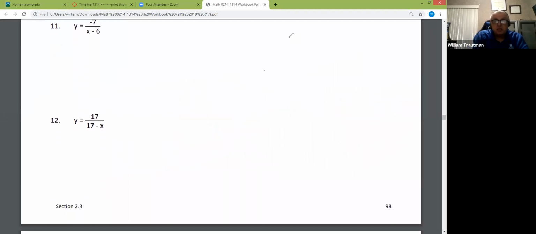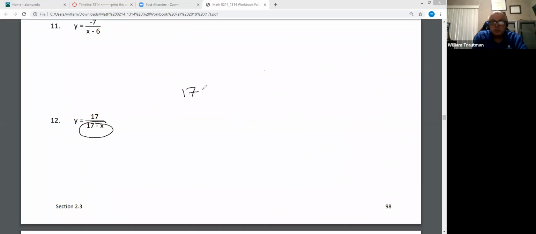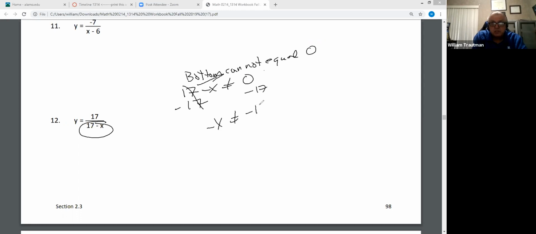So it's a rational function. All you do is take the bottom, 17 minus x, and say it cannot equal 0. Then solve for x. Get the 17 over by subtracting 17 from both sides. I get negative x cannot equal negative 17.